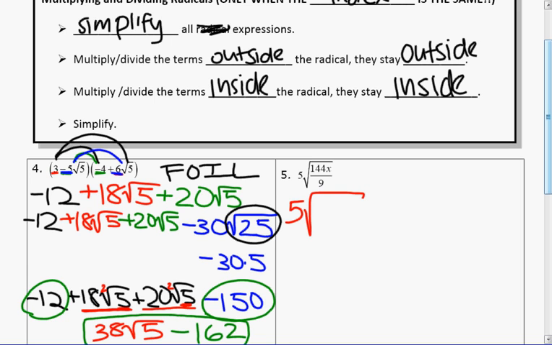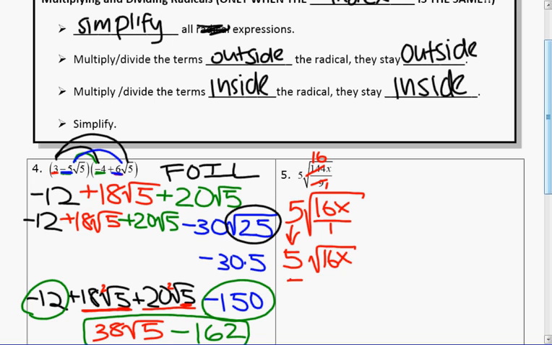So under the square root, we have 144 divided by 9. Well, both of them are divisible by 9, so we can pull out a 9. Then this becomes 1. Pull out a 9 up here, and that becomes 16. So then we end up with 16x over 1, which is the same thing as square root of 16x. Then we still have this 5 on the outside, so we'll bring that down as well. And then all we have to do is simplify.